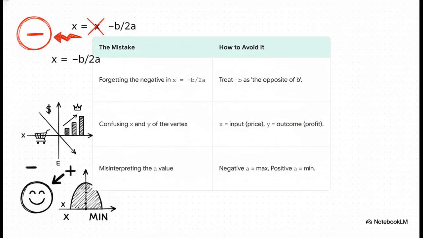The second mistake is a conceptual one, confusing the x and y coordinates. You'll correctly calculate an optimal price of $20 and then say the maximum revenue is $20. You have to burn this into your brain. X is your input, your decision. Y is your outcome, your result. And the final error is misinterpreting the A value right from the start. Your first step should always be to look at the sign of A. If it's negative, you know you're looking for a maximum. If it's positive, you're looking for a minimum. That one little check sets you on the right path for the entire problem.